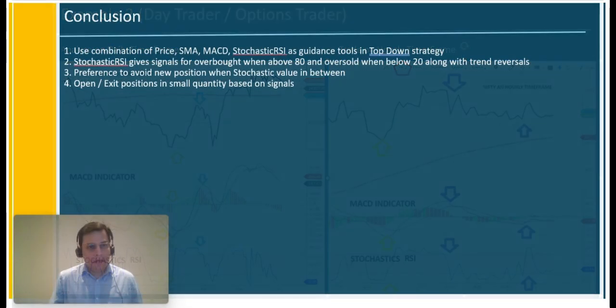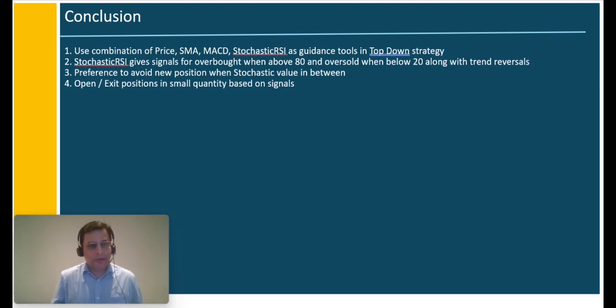To conclude, always use stochastic RSI as a combination of price, SMA, and along with the MACD. Always use it as a top-down strategy. Use it as a guidance tool and not only as a single indicator of where to buy. So stochastic RSI in general gives you signals. If it's overbought, it gives you a value above 80. When it's oversold, it gives you a value below 20. It also shows you when the trend is reversing.